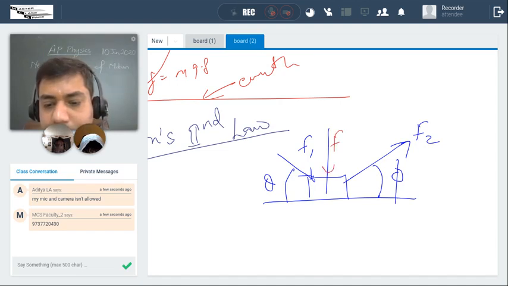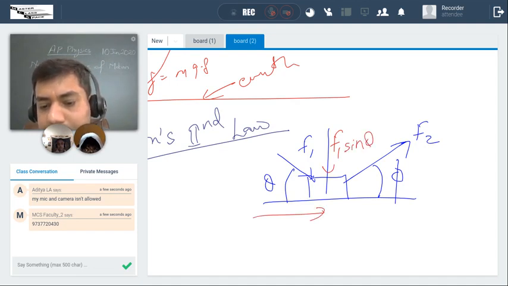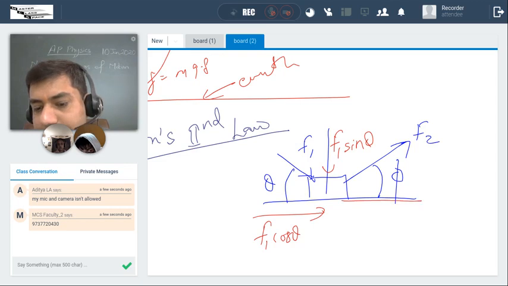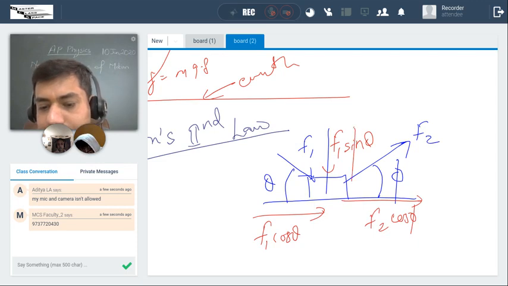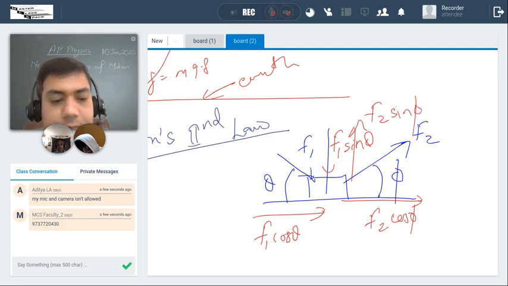Okay, so the component of this is going to be F1 sin theta. This one is going to be F1 cos theta. Okay, my dear, F1 cos theta. For this one it's going to be F2 cos phi, and in this direction it will be F2 sin phi. Is it okay, guys? Everything is okay.